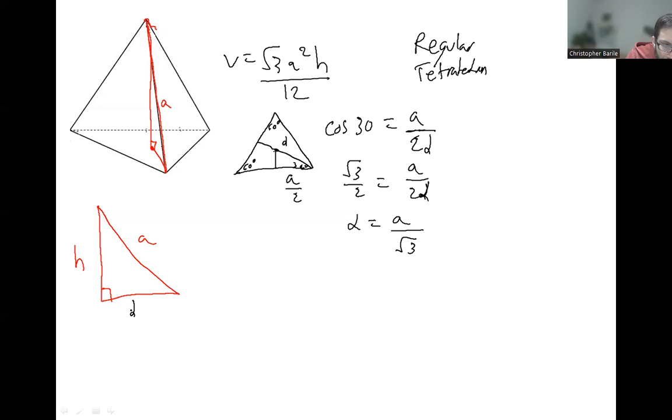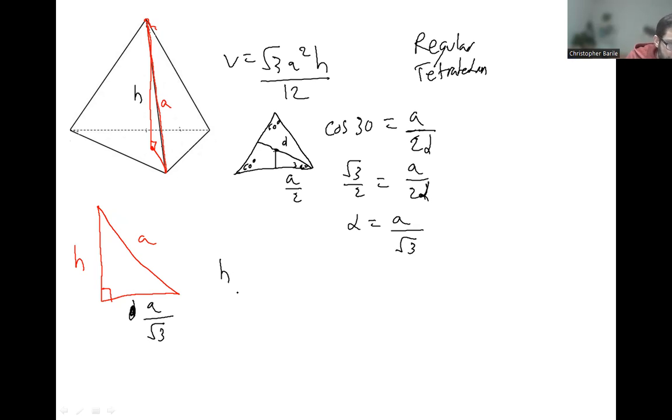And so now, instead of putting D here, we can say this is actually A over root 3. That allows us to use the Pythagorean theorem to figure out what H is, which is the height of our regular tetrahedron. So again, no calculus here. This is just a bunch of geometry. There's a lot of different ways you can figure this out, but this is just the way I like to do it, or at least decided to do it here.